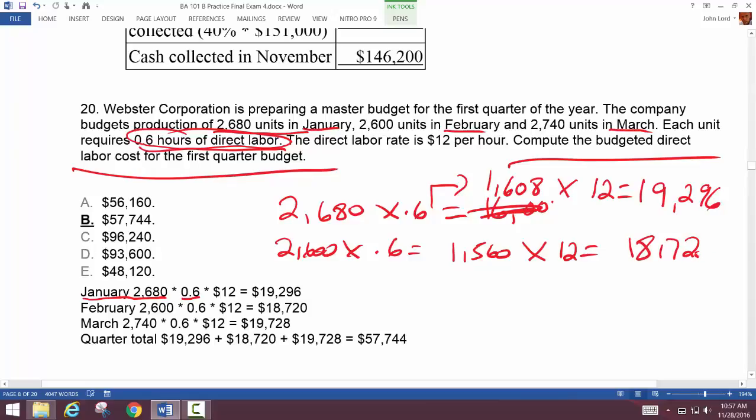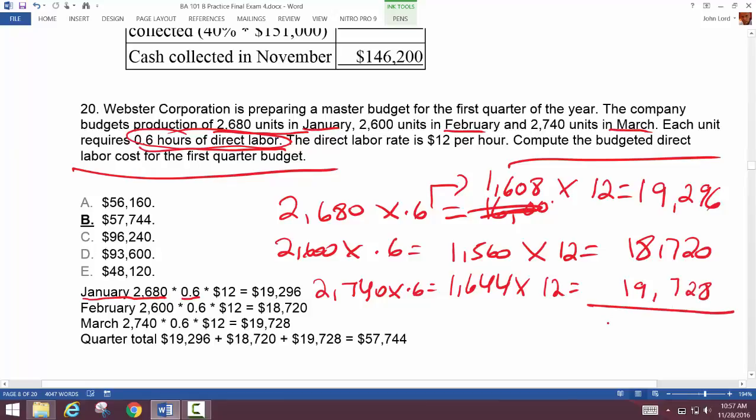18,720. Okay, good. And then we take the March 2740 times 0.6 equals 1,644 times the $12 equals 19,728. Okay. And then we add all those together. That gives me 57,744, right? Okay.